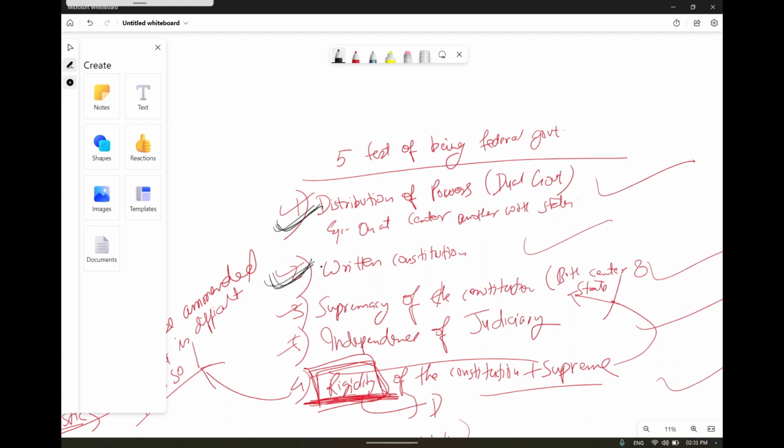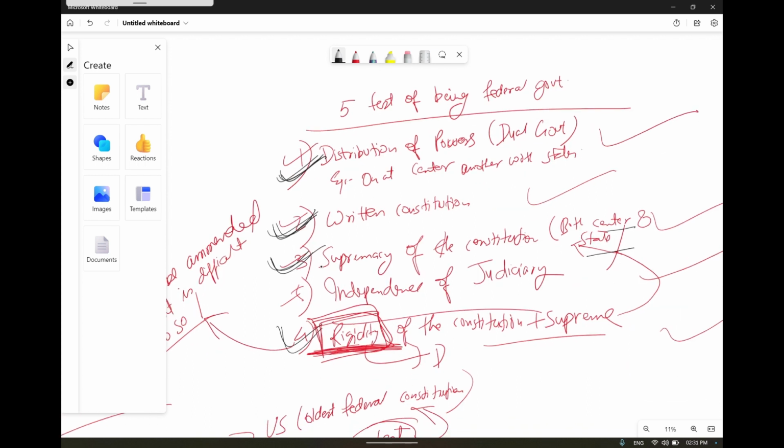Whether our constitution is supreme or not: yes, our constitution is called the law of the land. That's why it is supreme, and it is supreme for both the center and the state. Fourth, rigidity of the constitution. Yes, our constitution is rigid. A certain number of votes is required to pass any law. So yes, the constitution is rigid and it is supreme.